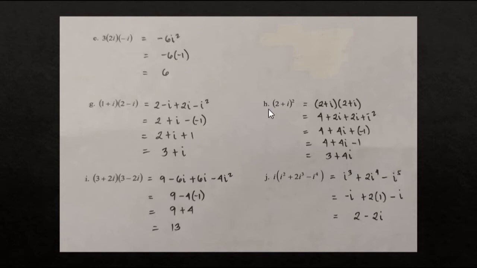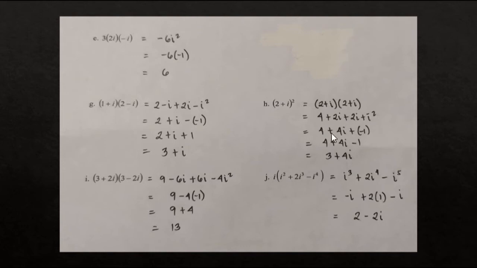Next, so we have here 2 plus i quantity squared. To simplify this, let us multiply 2 plus i to itself since squared man ta. So 2 plus i times 2 plus i, and let's do the FOIL method. 2 times 2 is 4, 2 times i is 2i, i times 2 is 2i, i times i is i squared. So we can combine these two.